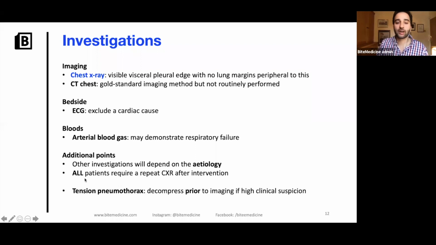And the final thing here is that in a tension pneumothorax, that really worrying type of pneumothorax, you can decompress prior to imaging if there's high clinical suspicion. So if a patient presents with shortness of breath and pleuritic chest pain, you examine them, and it's consistent with a tension pneumothorax, maybe the trachea is deviated, they're hemodynamically unstable, then manage it before sending them for a chest X-ray, because they might be dead by the time you see them again. So that's another really important point.